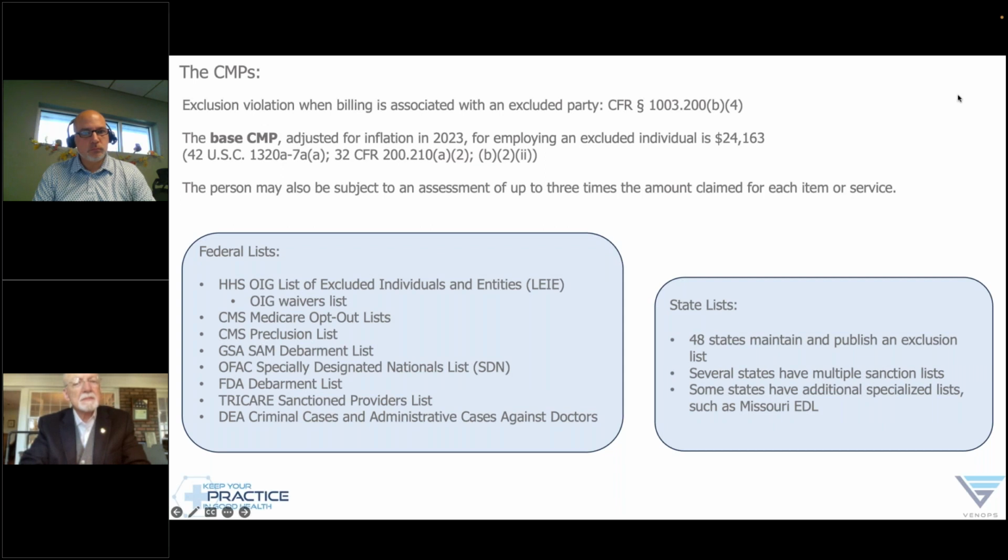CMPs. Now this just goes over the Code of Federal Regulations paragraph, section you're going to find this in. There is a base CMP for the employment of an excluded party, and then CMPs also are compounded for every payable federal health care program instance. You can find all of this by Googling that CFR segment, and also the OIG's website does include a breakdown as well. I've also included here on this slide just a general overview of federal and state lists.